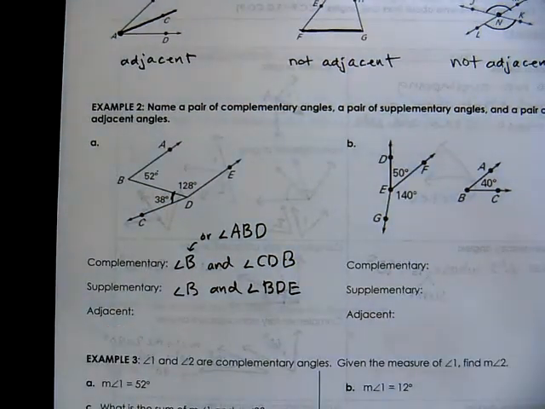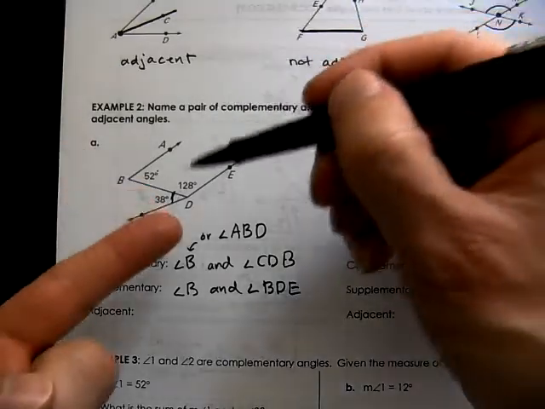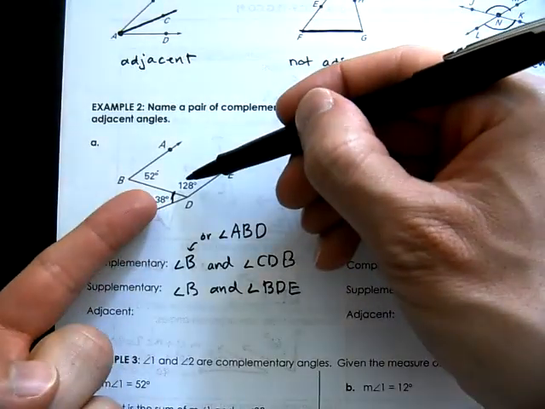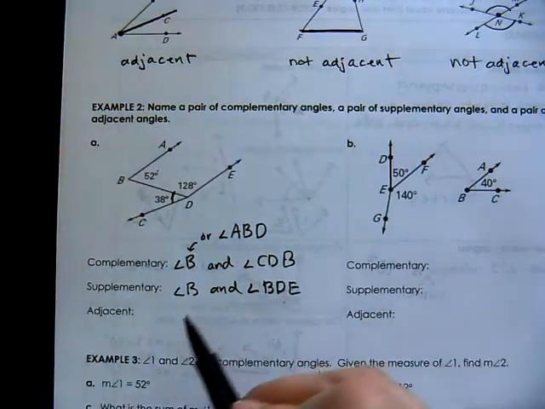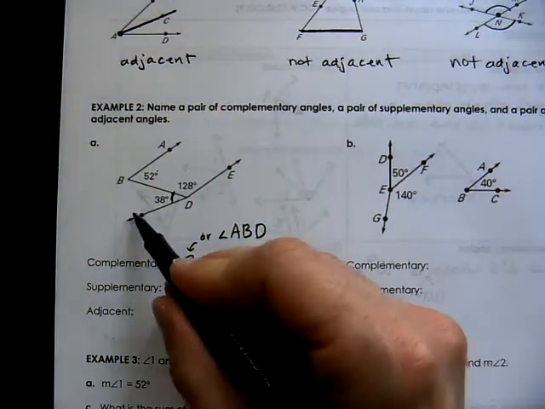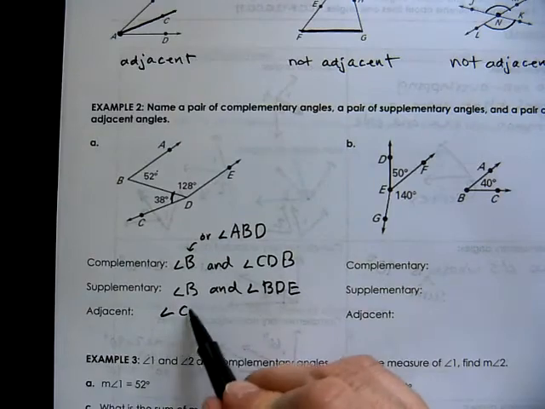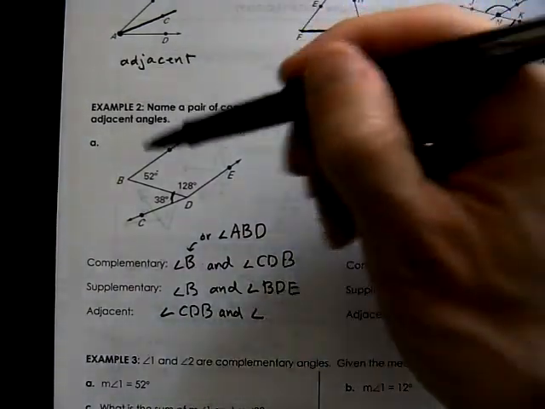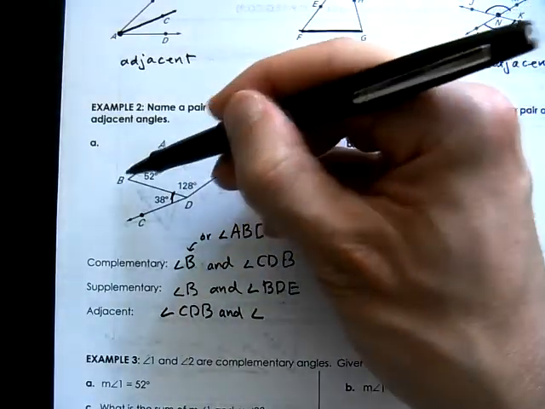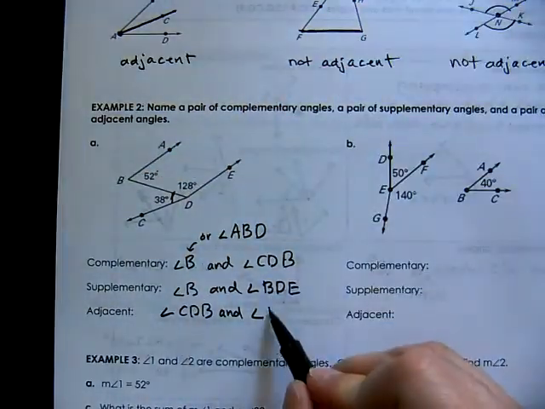And then we need some adjacent angles: two angles that share a common side and a common vertex, and that'll be these two angles right here, the 38 and the 128. So let's name this angle. This is angle CDB. And then its adjacent pair is this angle. This is angle BDE.